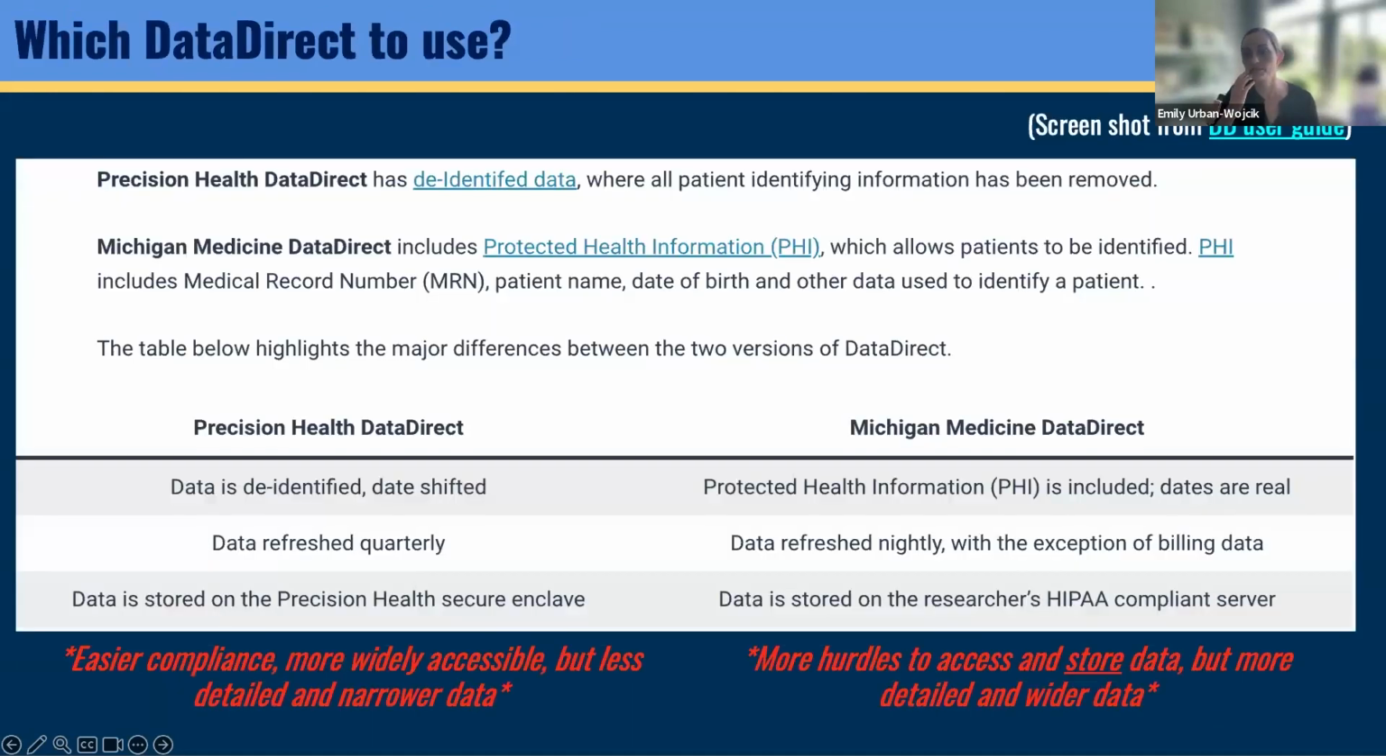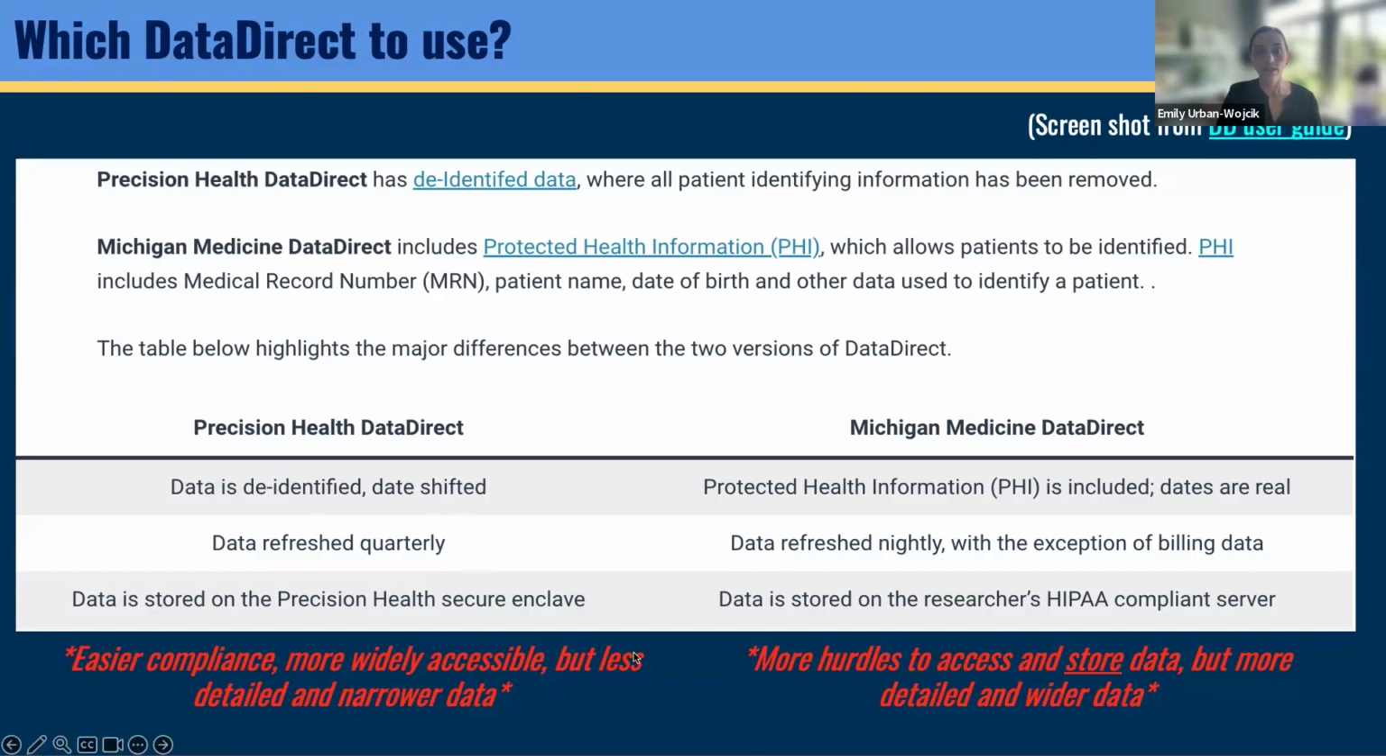The reasons for the accessibility differences between the two versions lie in the nature of the data available in each. So this table is a helpful summary from the user guide about the differences between the two. Much of the same data are available in both versions. The major difference is that Precision Health de-identifies the data, which takes some time to complete, and thus the data is only refreshed quarterly. This is why Precision Health DataDirect is more broadly accessible, though, and only requires a level 1 password to access. The Michigan Medicine version contains PHI, and it is refreshed nightly.